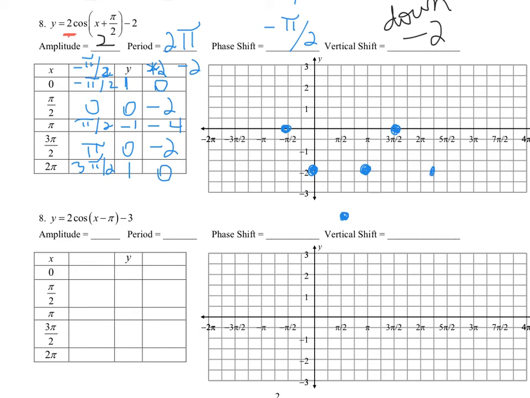I could keep drawing these points along my graph, and this actually makes a wave. And it's not a V shape, it's a wave. So make sure that your graph looks like a wave and not like an absolute value, because it is not a V.